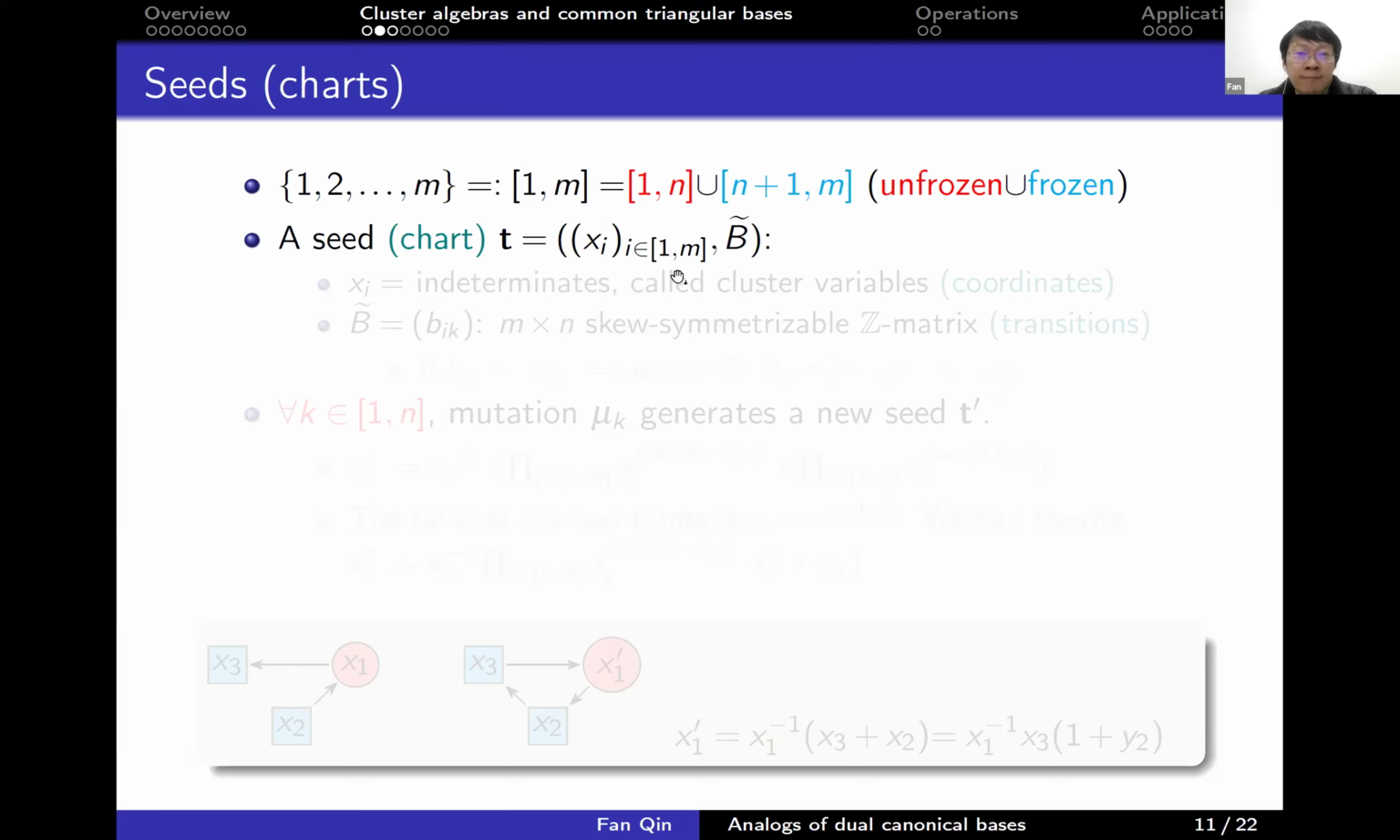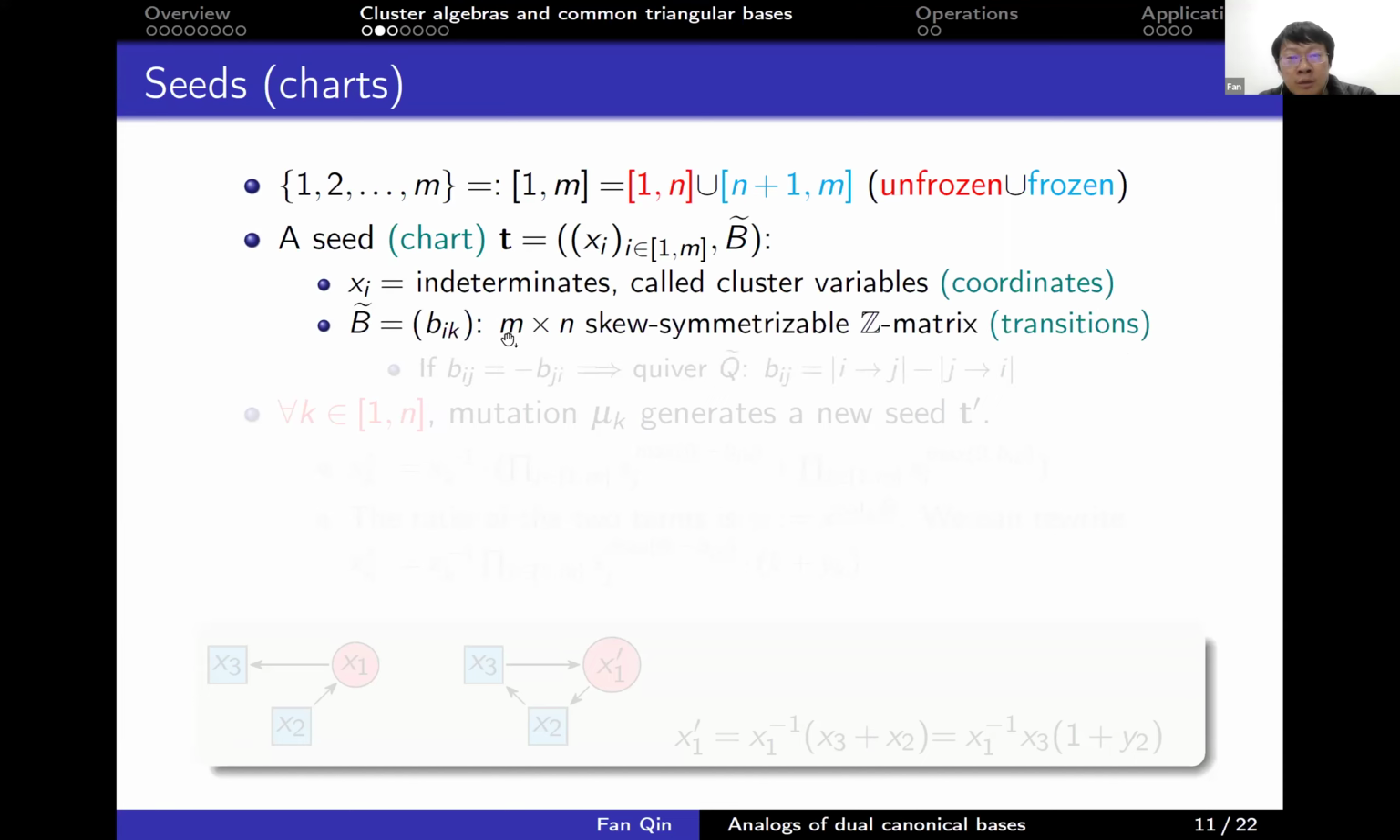So this consists of a bunch of cluster variables. So these are indeterminates, one for each letter. And you should imagine them as the coordinates. Okay? And not only do you have these clusters of coordinates, you also have a matrix B tilde. So this is an n by n skew symmetrizable integer matrix. By skew symmetrizable, I mean that if you multiply with some symmetrizers, then you get a skew symmetric matrix. And this matrix will be important when you try to do a transition from this chart to an adjacent chart. So this gives you the transition rules.